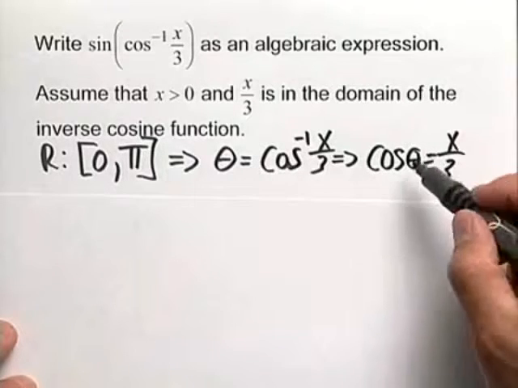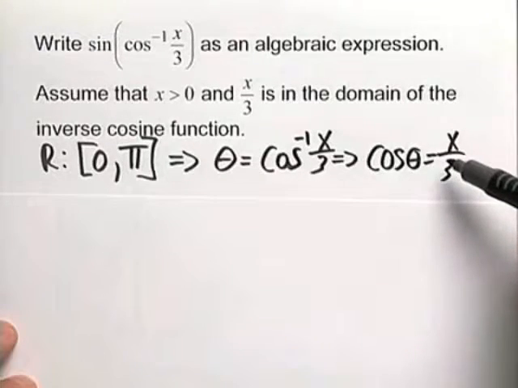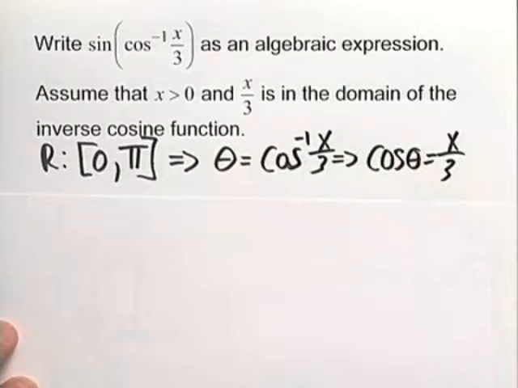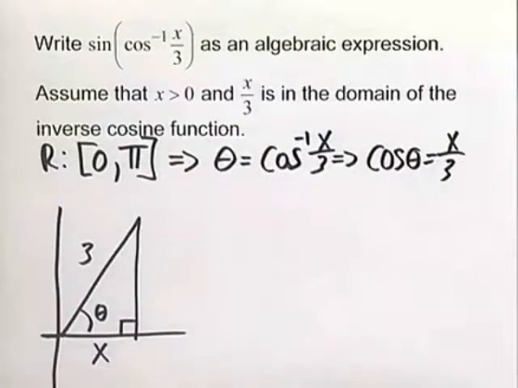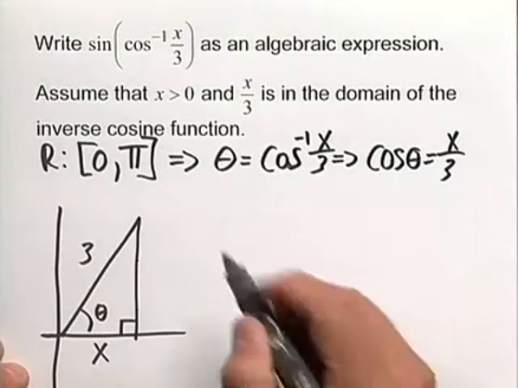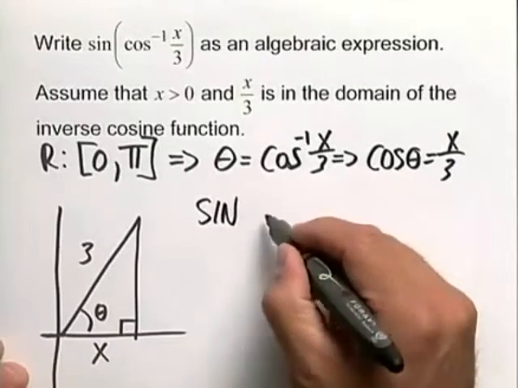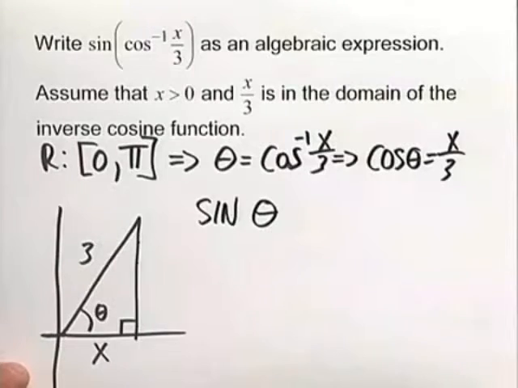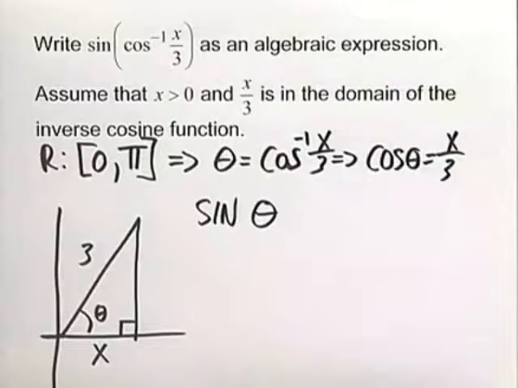So alright, let's look at this a little bit closer. The cosine is positive. Within this range, that has to occur in quadrant 1. And so our reference triangle will look something like the following. We have the cosine of theta, this is the angle that we're looking for, is equal to the adjacent x over the hypotenuse 3. Now from this triangle, we're actually looking for the sine of theta, again where theta was the inverse cosine of x over 3.